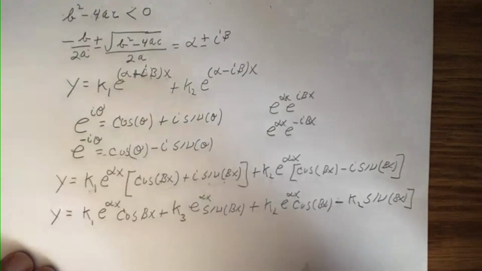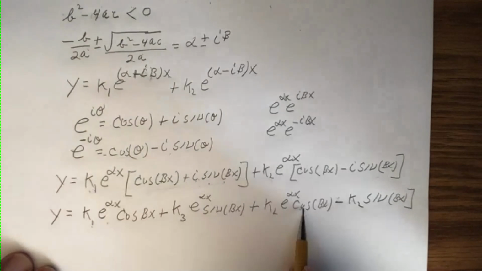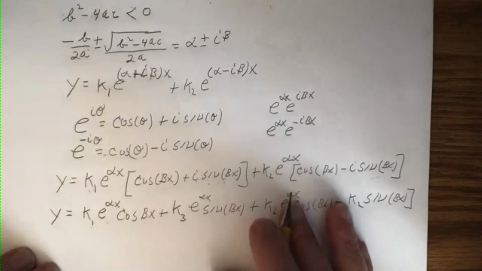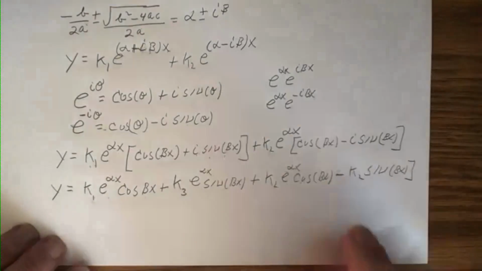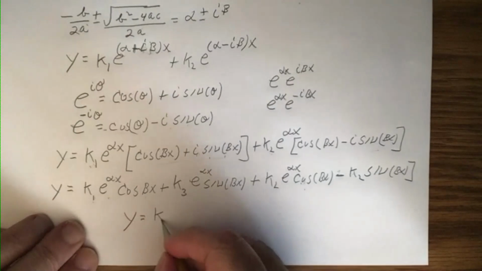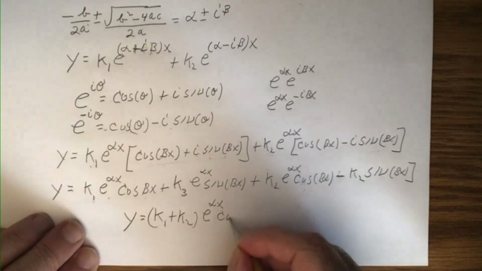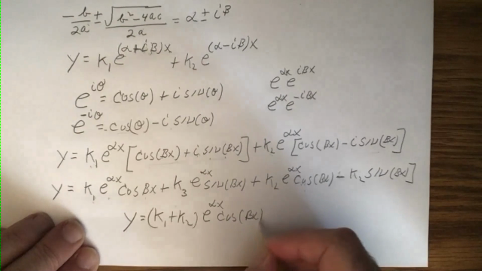Okay, so now I'm just going to combine. Here I got a k1. In other words, these two equations here, the way I've written them, they're linearly dependent. So in other words, I'm going to write this as y is equal to k1 plus k2 e to the alpha x cosine of beta x.